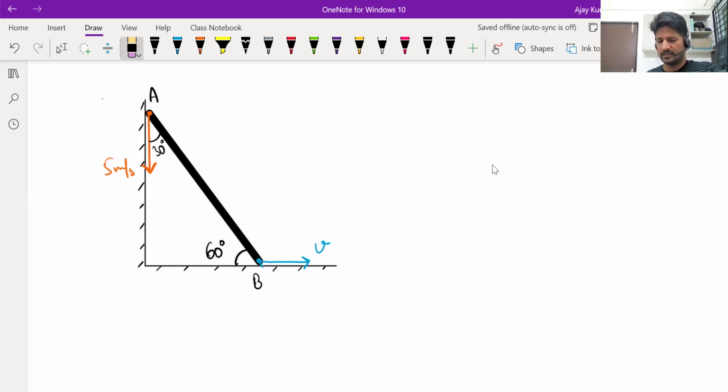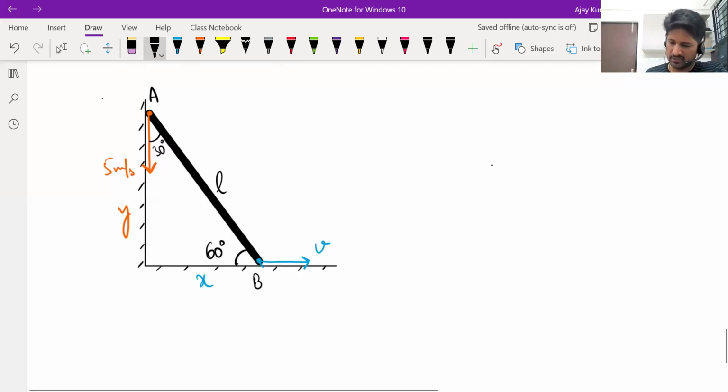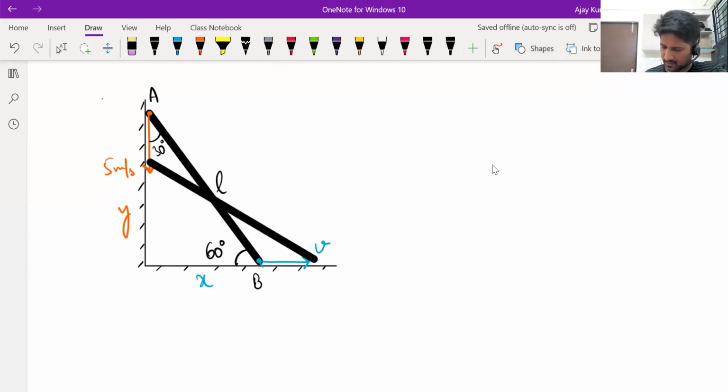We can clearly see there's a right angle triangle forming here. Let's call this distance y and this horizontal distance x and the length of the rod L. As the rod slides, at one instant it's in this position, but at a later instant it may be like this. As it slides down, y decreases, x increases. But the length of the rod remains the same. It's a rigid body. So x and y are variable, L is a constant.